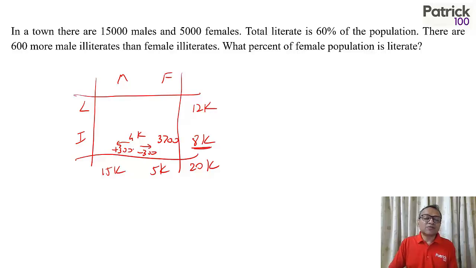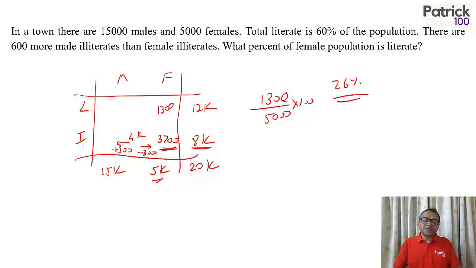Total 8,000, difference of 600. So the average is 4,000. One will be 300 more than the average, one will be 300 less than the average, 3,700. You can do it by any other way, but this is simpler. So females who are literate will be 5,000 minus 3,700, which is 1,300. So 1,300 out of 5,000 females. If you solve it, you will get 26% of the female population is literate.